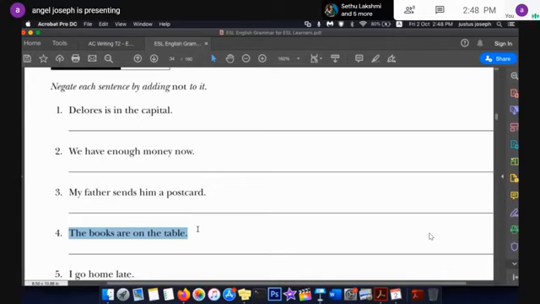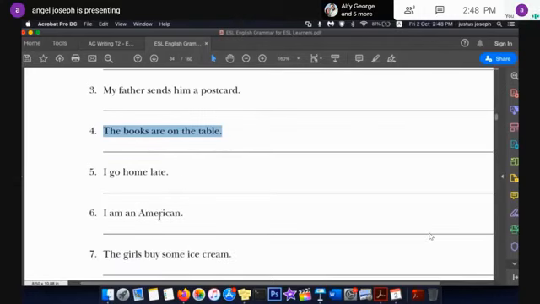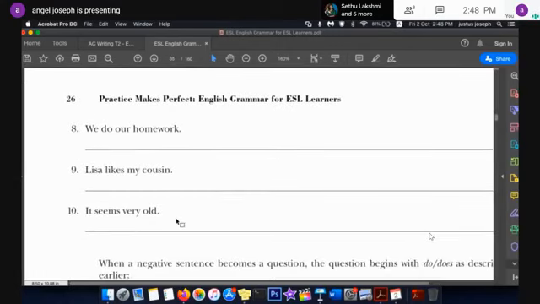The books are not on the table. Okay. I go home late. I do not go home late. I am an American. I am not an American. Great. Okay. So we know how to negate. Let me see if there is something.